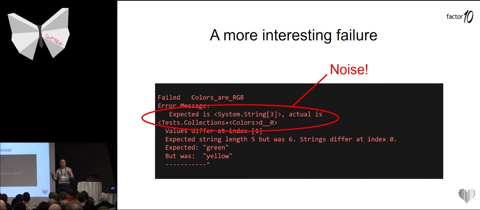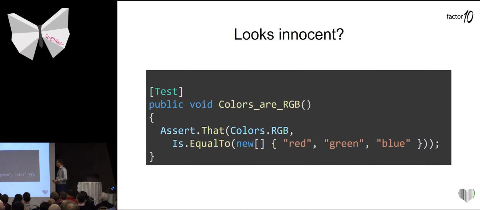I don't know anything about the remaining values, right? From this I only know that they differ at index 1. Do they differ at index 2 as well? I don't know. I get very little context out of this. The test in itself looks quite innocent. We are using the test framework, right? Assert that colors RGB is equal to red, green, blue. But I think we can get a better failure out of this.